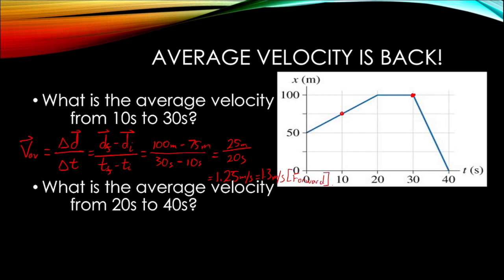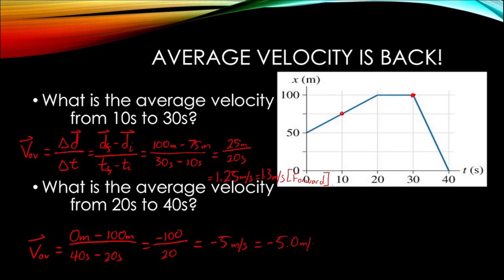Similarly, what is the average velocity from 20 seconds to 40 seconds? Well, we know we only need our final position and our initial position. Our final position is 0 meters. Our initial position at 20 seconds is 100 meters. Our final time is 40 seconds, and our initial time is 20 seconds. Here we can solve this to find minus 100 over 20, which is equal to minus 5 meters per second. Remembering significant figures, this gives us minus 5.0 meters per second with a direction forward.